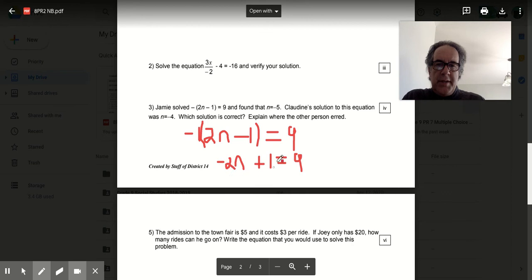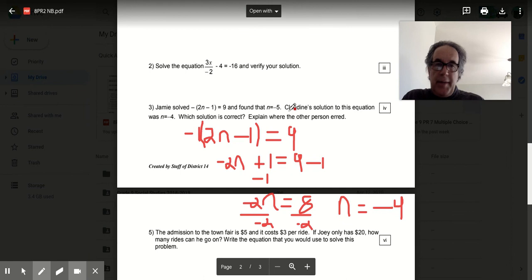Okay, then you've got to decide which is your next step. This is furthest away. Because it's an add, you're going to subtract. So -2n equals 8. Because this is a multiply, divide by -2. And now it becomes a positive because there's two negatives dividing, and one positive, one negative stays as a negative. 8 divided by -2 is -4. So Claudine is correct.